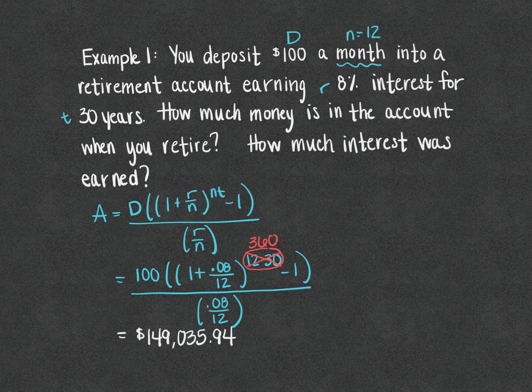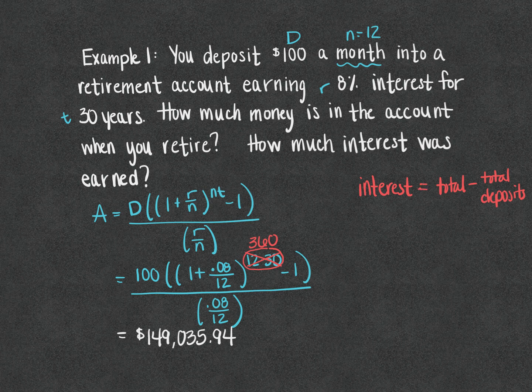Okay, that's how much would be in the account 30 years from now. But the follow-up question to this says how much interest is earned. So interest is going to be the total in the account minus what you put in, or the total amount of deposits made.